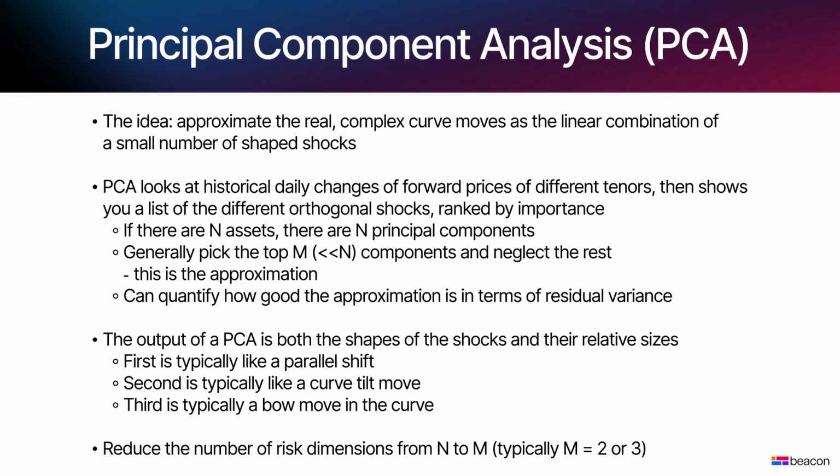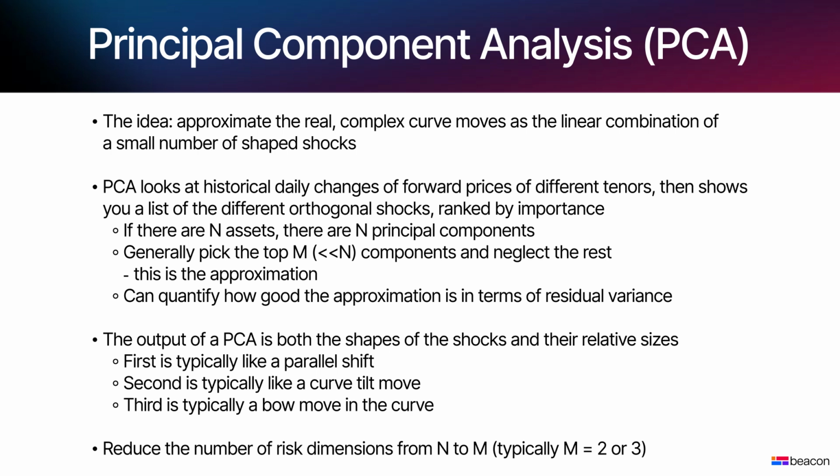So the output of PCA is this list of curve shocks, and for each curve shock, a weight. The shock with the highest weight is the most important shock, the one that contributes most to curve moves. The second highest weight is the second most important curve shock, and so on. So if there's N futures prices, PCA gives you N different curve shocks and N different weights.